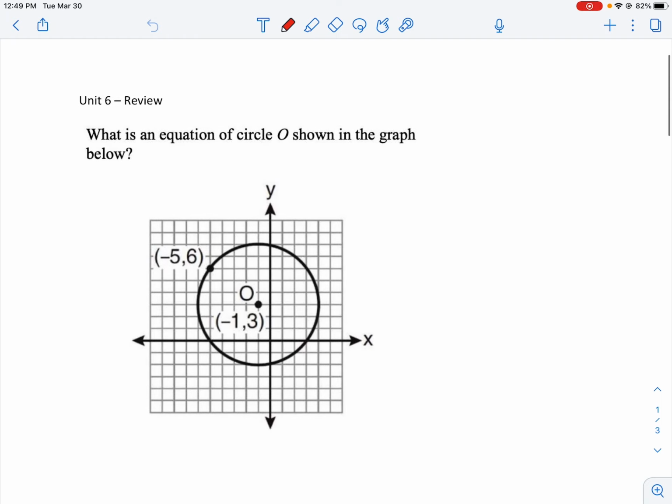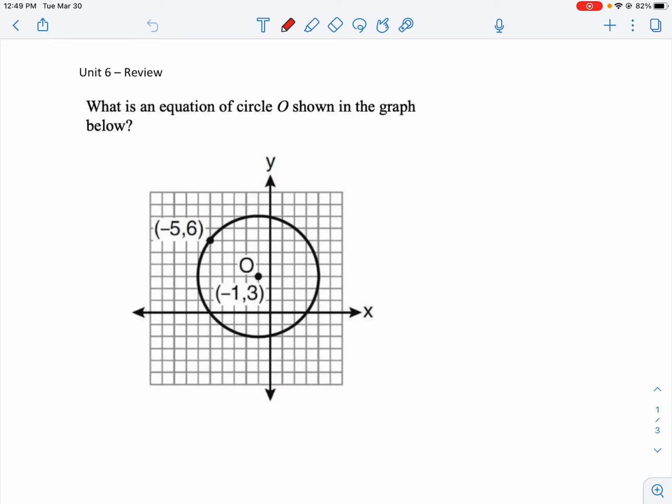Okay? And so the first one says, what is an equation of circle O? Boy, is that just bad English or what? What is the equation of circle O shown in the graph below? Whatever. All right, so let's put this together.